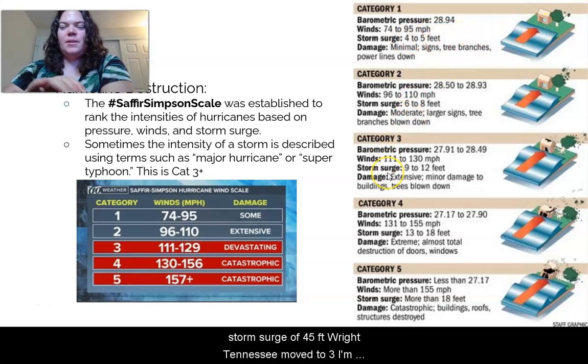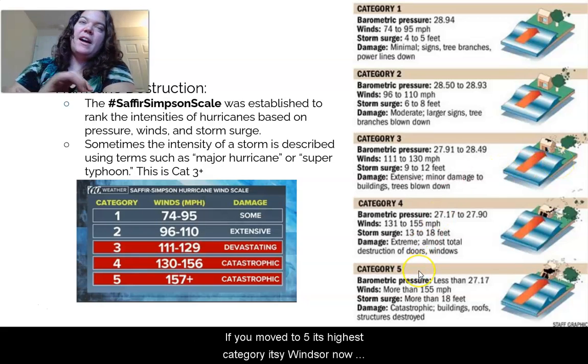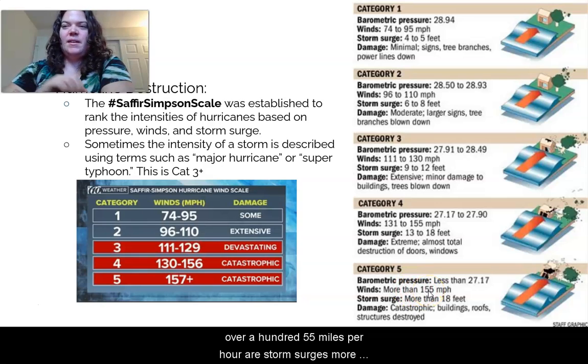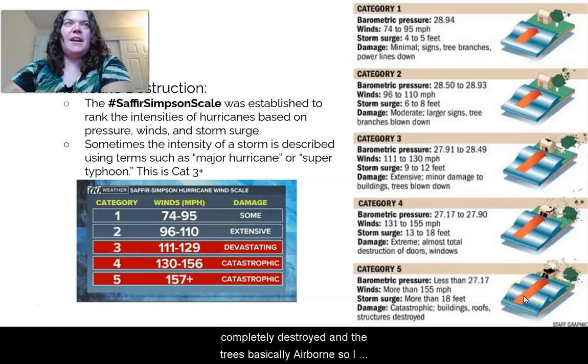Then as you move to 3, I'm going to skip 2, go to 3, winds are between 111 and 130 miles per hour, and the storm surge is 9 to 12 feet. So now our house is damaged, we see the roof is damaged, window has been exploded, and the tree is starting to be blown down. If you move to 5, which is the highest category, we see winds are now over 155 miles per hour, our storm surge is more than 18 feet, and the damage is catastrophic. So you see the building is completely destroyed, and the tree is basically airborne.